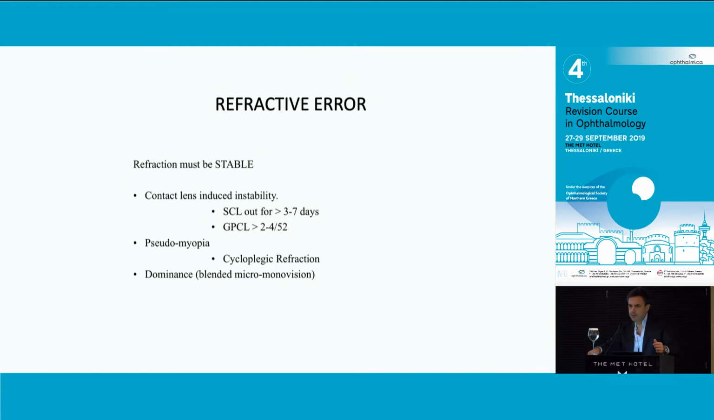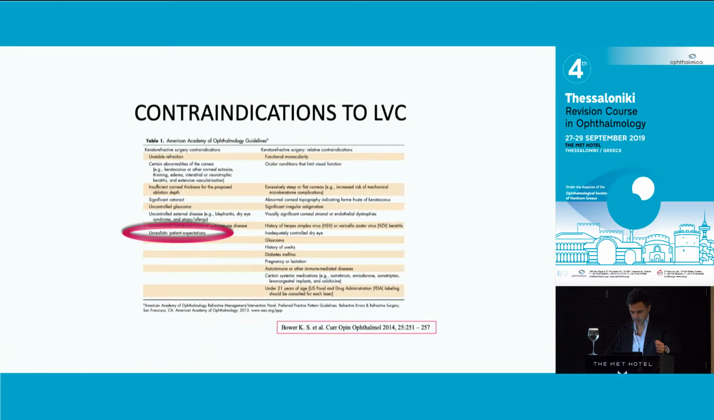Remember, refraction must be stable, so make sure that your patient comes to the consultation after an appropriate time off contact lenses. If there are doubts, always consider cycloplegic refraction because some patients will be accommodating quite a lot and you don't want to make them hyperopic after vision correction, because otherwise they will hate it. And for the older patient, consider micro-monovision or blended vision and look at which eye is dominant.